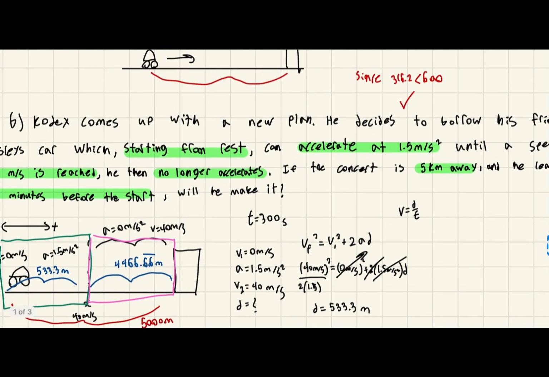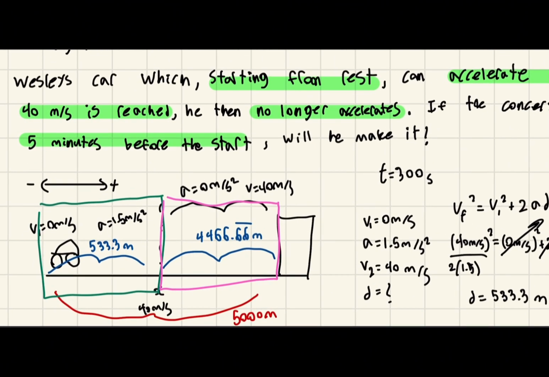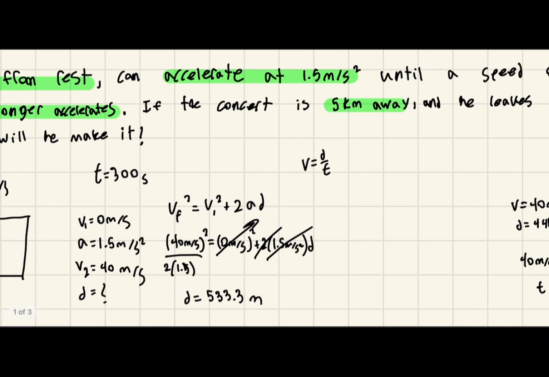Right? So now let me explain this a little bit more because it might be a little confusing. We know how much distance he's going to travel in each of these. We found that. We know how much time it's going to take him to travel this, but we don't know how much time it's going to take him to travel this distance. So if we find the time it's going to take him to travel this distance and then add it to the time it takes to travel this distance, we can see if that's less than 300 or greater than 300. So let's go ahead and do that.